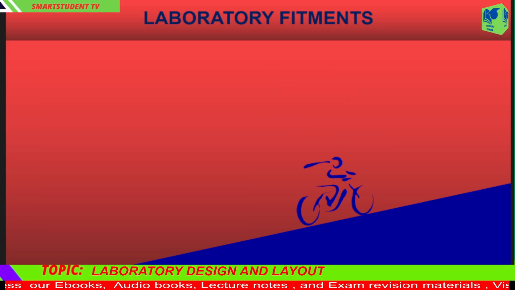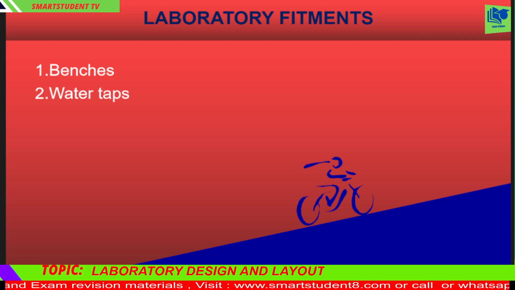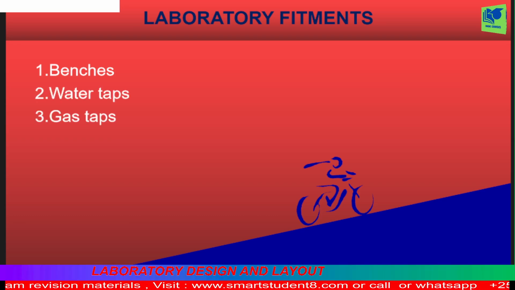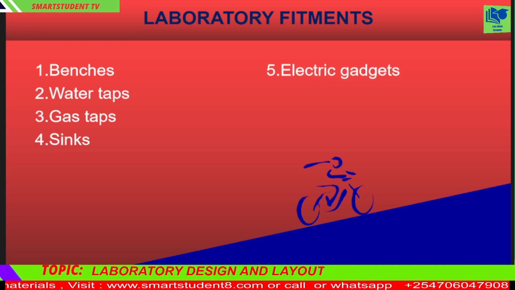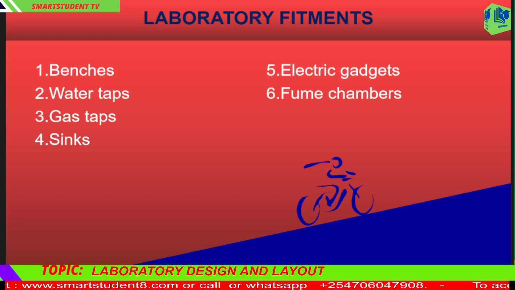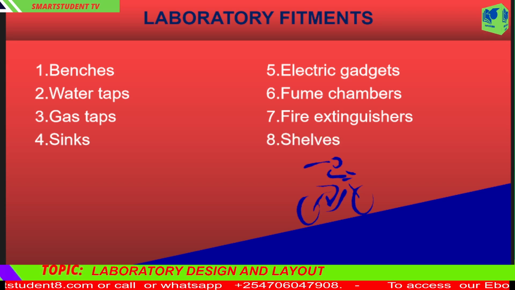Laboratory fixtures and fitments. Laboratory fittings refer to the various fixtures, equipment, and accessories that are essential for setting up a functional laboratory. They include 1. Benches. 2. Water taps. 3. Gas taps. 4. Sinks. 5. Electric gadgets. 6. Fume chambers. 7. Fire extinguishers. 8. Shelves.